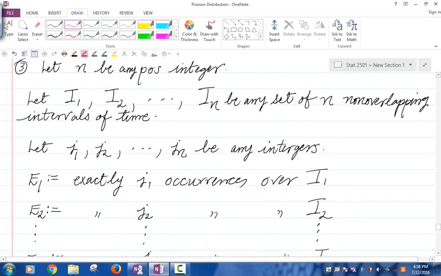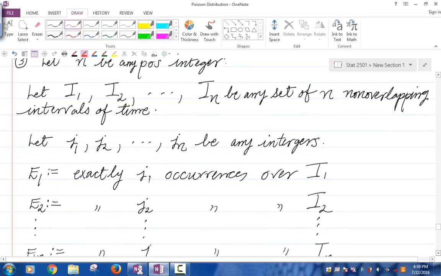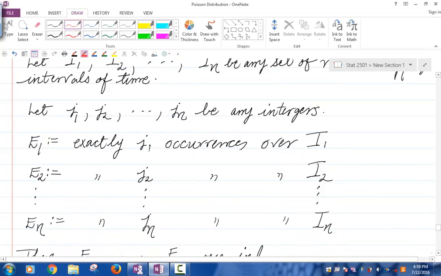Let E1 be the event that we have exactly J1 occurrences over the interval I1. E2 is the event that we have exactly J2 occurrences over the interval I2, and so on up to En. En is the event of getting exactly Jn occurrences over the interval In.